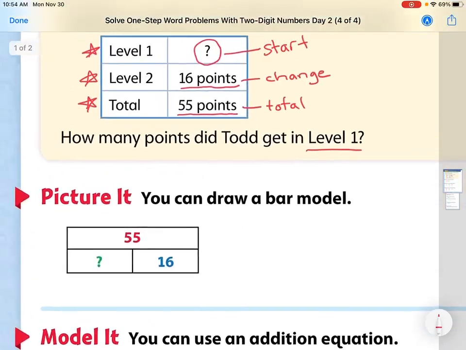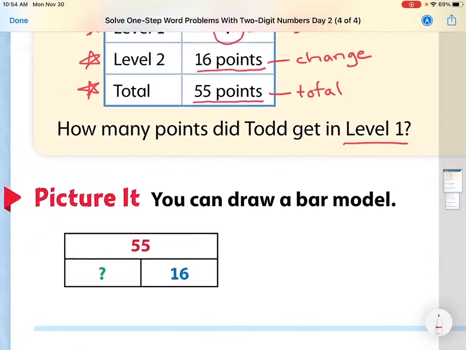So now when we take a look at their first example, remember I said that they're going to show us different ways we could solve this problem. Well, the first thing they would like for you to do is to picture it. In other words, draw a picture of a bar model and plug in all those numbers where you know they need to go. So we always know that our largest number, our total, goes at the top of a bar model, and then that total is made of two different parts, okay?